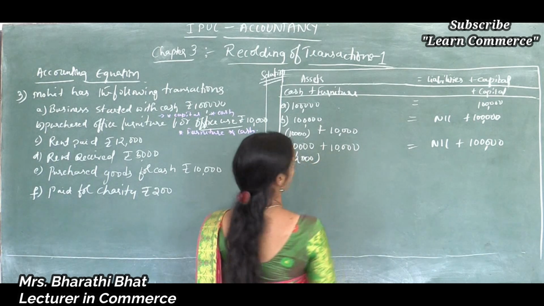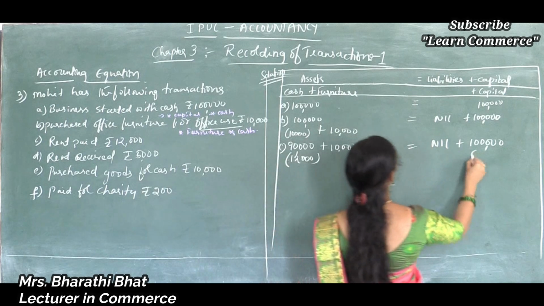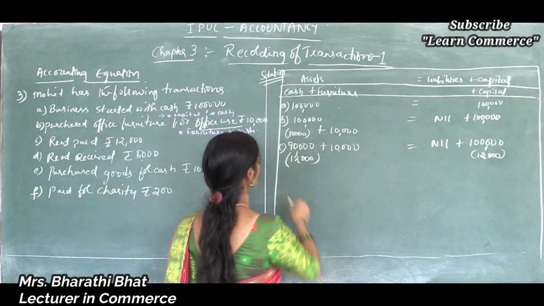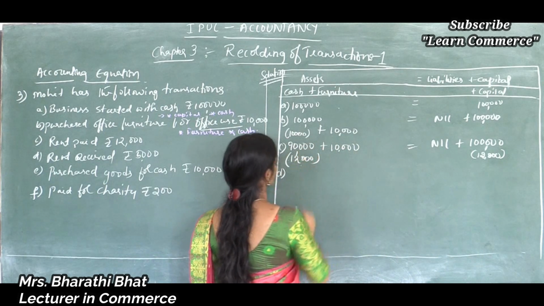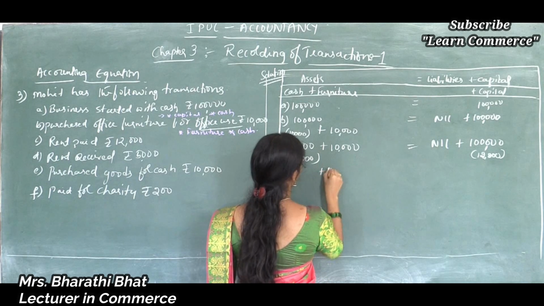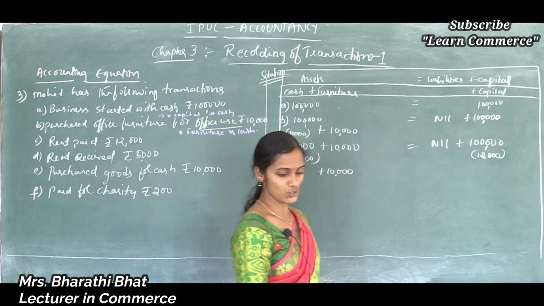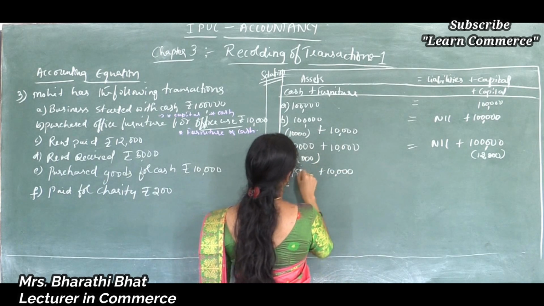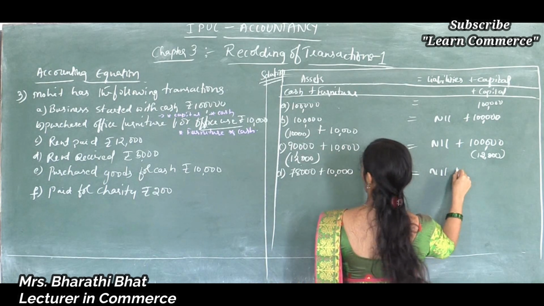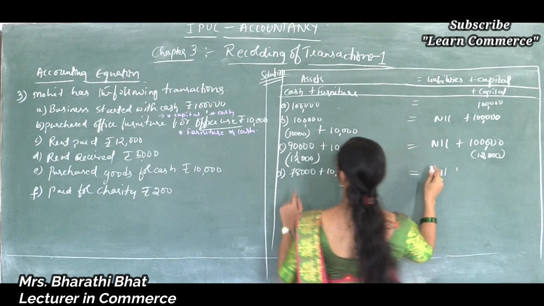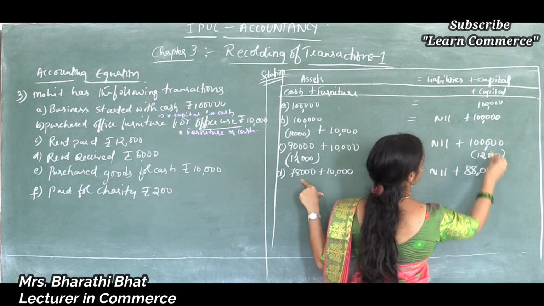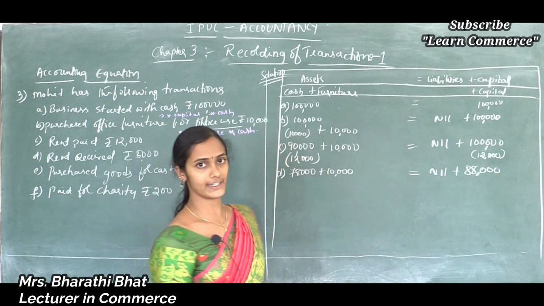12,000 deducted. Okay, and it also deducted from capital. It's 12,000. 90 minus 12 plus 10,000 here. So here 78,000 equal to nil plus 88, 1 lakh minus 12,000, 88,000.